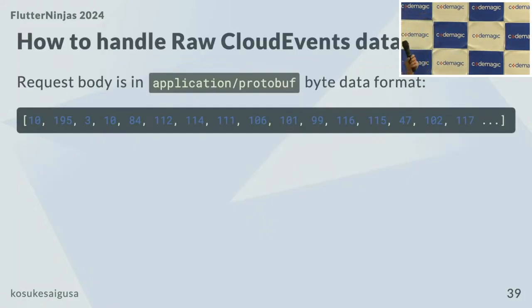Because raw cloud events data is in application protobuf format. So this is byte data. As you see, we can't understand anything from this. So you need to parse them, maybe to JSON.